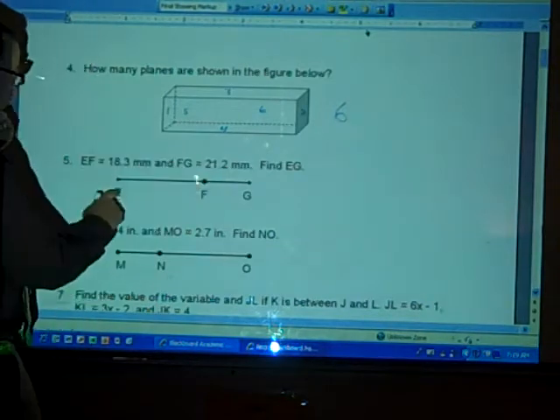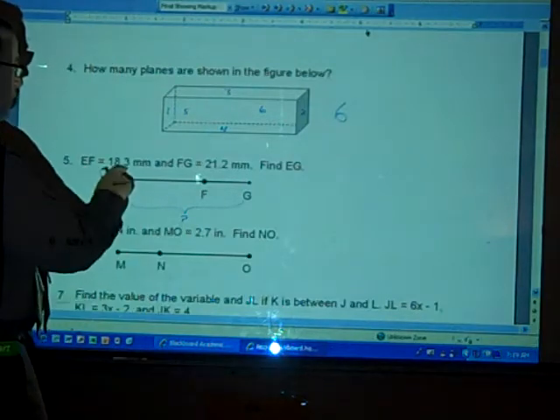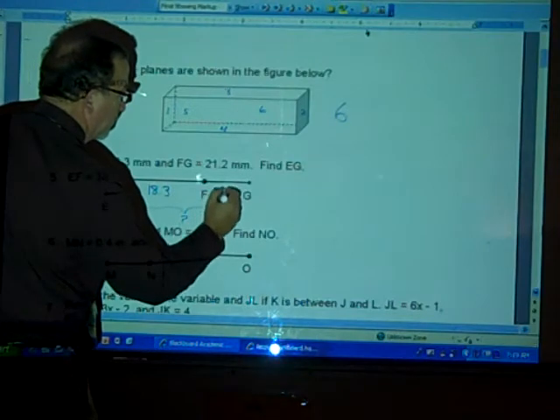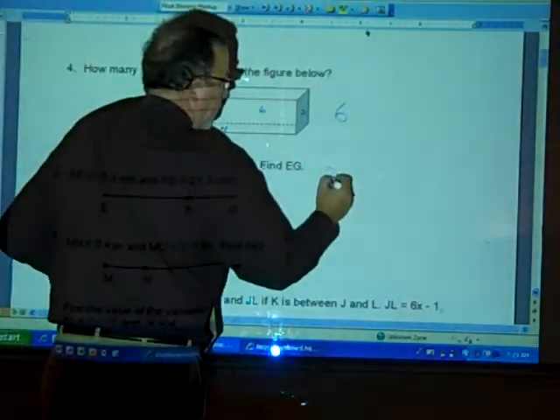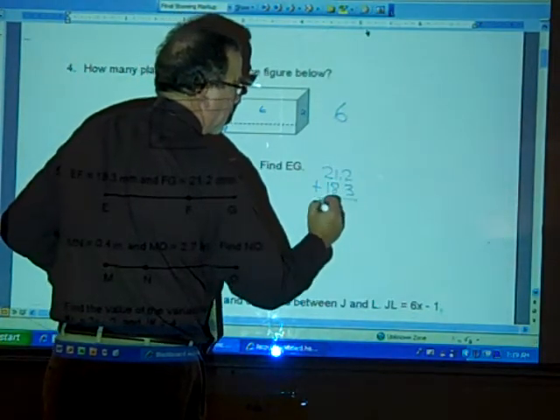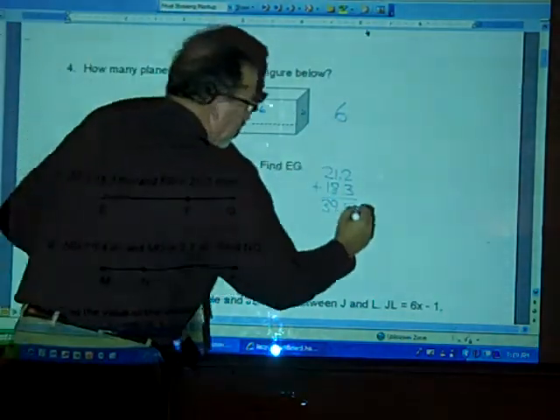For number 5, it says EF is equal to 18.3, FG is equal to 21.2. Find EG. We're trying to find the whole distance. EF is 18.3, FG is 21.2. To find the whole distance, we add them together, so 21.2 plus 18.3 gives us 39.5 millimeters.